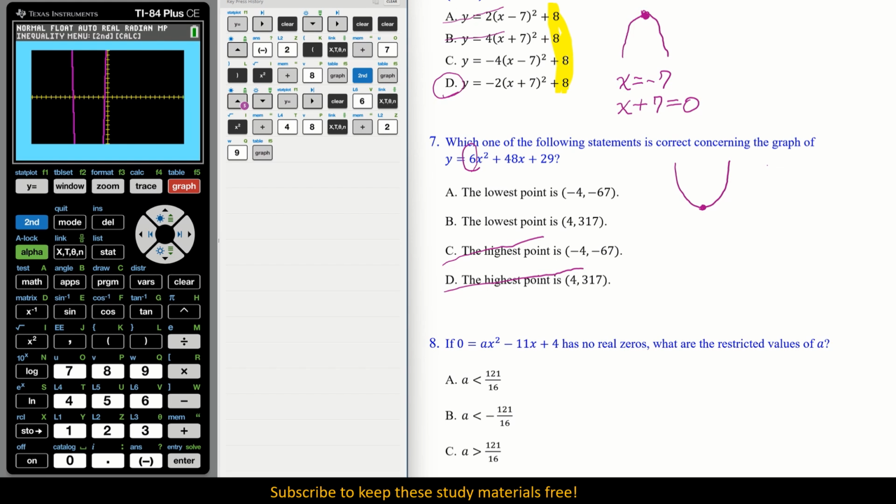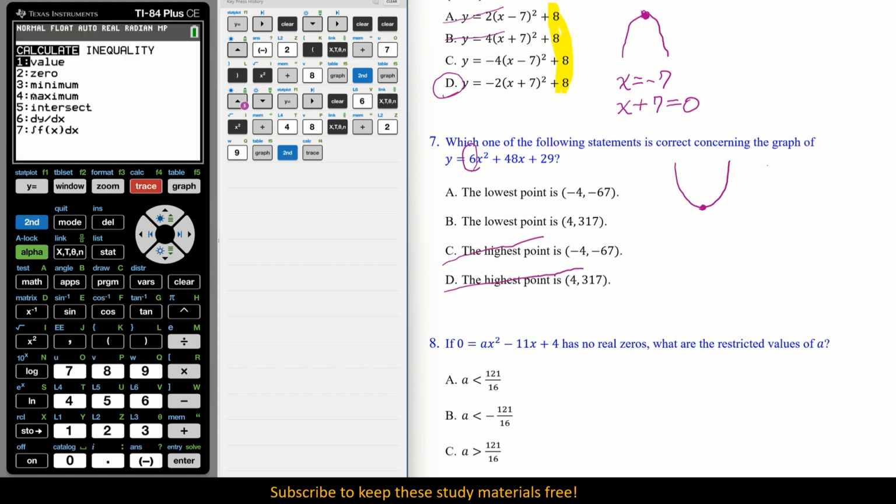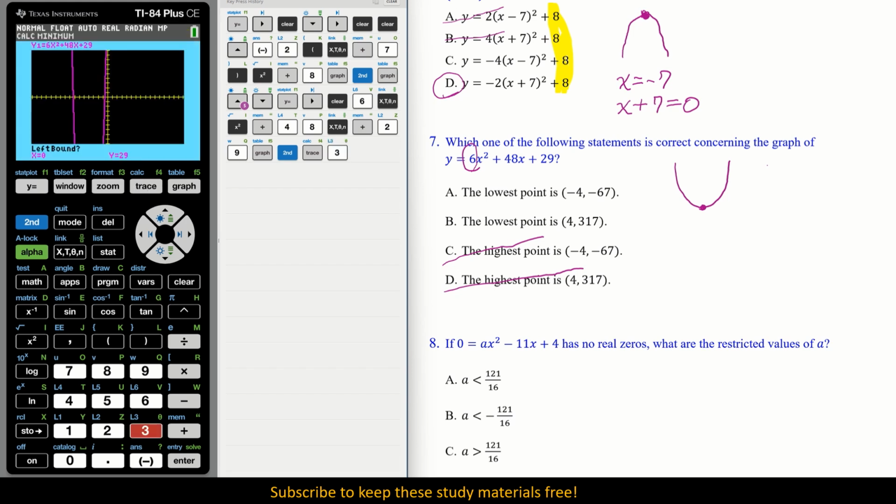So let's use our calculate. Second, calculate, and we want to find a minimum. So that's number 3. And that wants us to guess or estimate our left bound, and we said -5. Let's enter. And our right bound, we said -3. Remember, you've got to press enter again. And it looks like it's going to round to -4. That gives us option A.